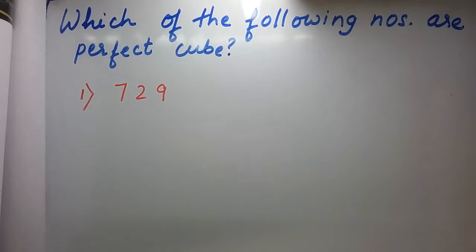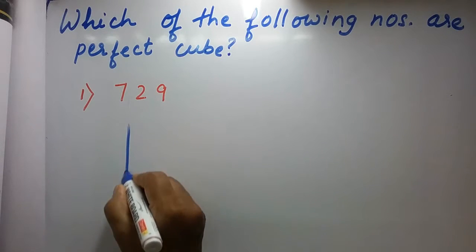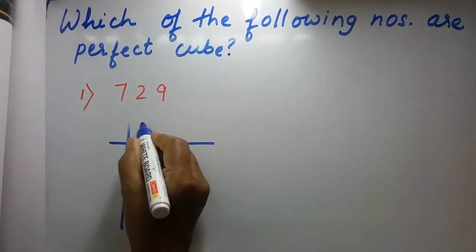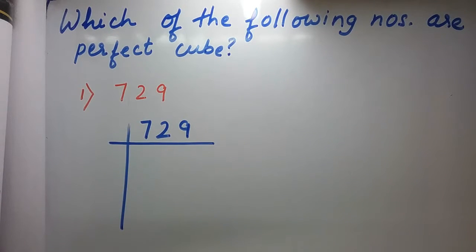Which of the following numbers are perfect cubes? To find out which of the following numbers are perfect cubes, we are starting with the first number. Let's start with 729. To find out whether 729 is a perfect cube or not, find all the factors of it.